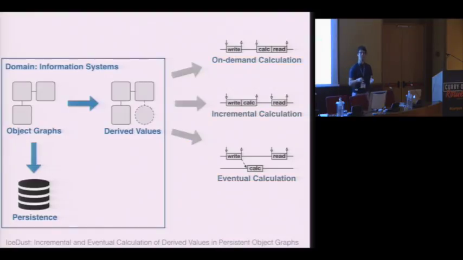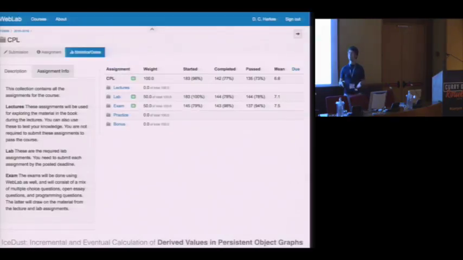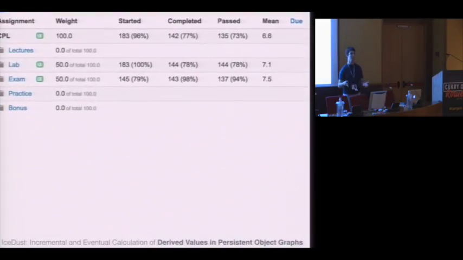But let's first look at a domain, the domain of information systems. So what's an information system? An information system is a system that stores and organizes data. Here you see a screenshot of an information system for course management. If we zoom in, we can see that this information system stores the structure of a course, and we see lectures and lab and exam.